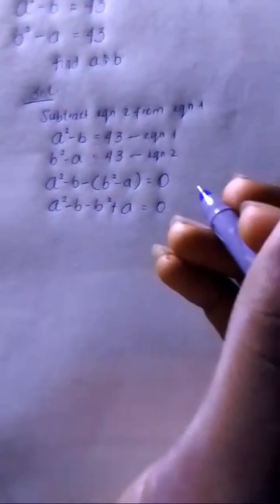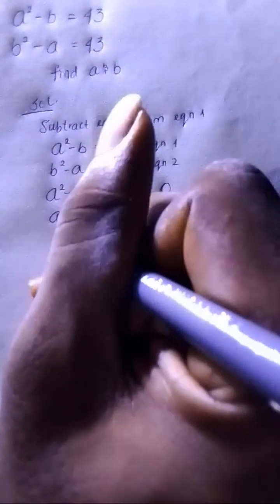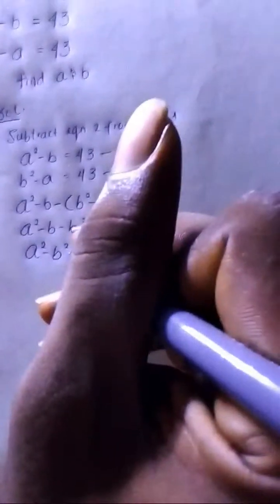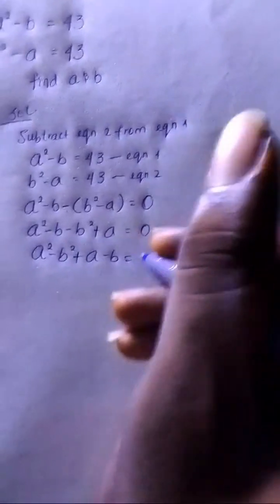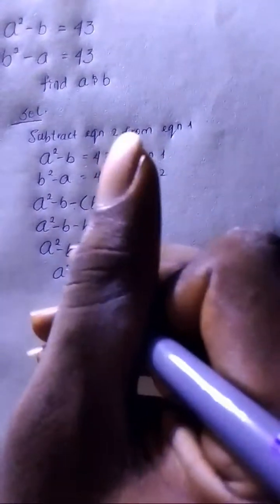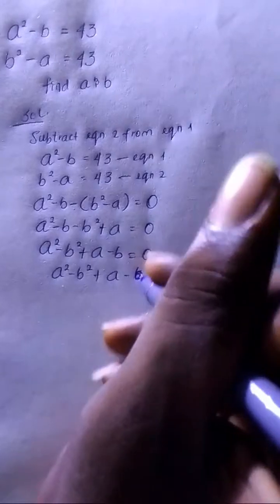So from here, what do we have? We have a squared minus b. When we open these brackets, we have minus b squared, and minus times minus gives us plus a, equals 0, right? We can arrange it: a squared minus b squared plus a minus b equals 0.